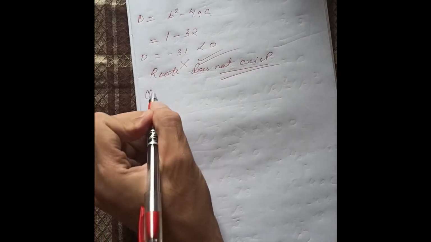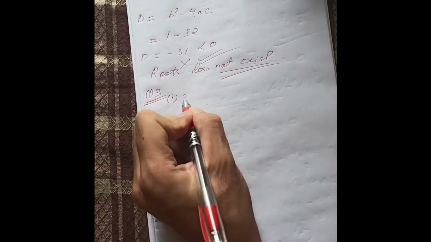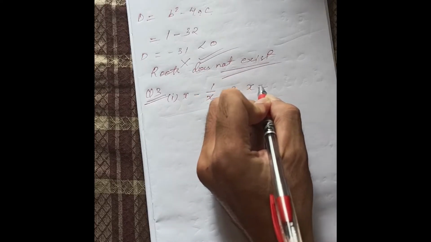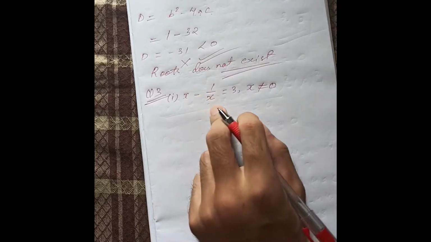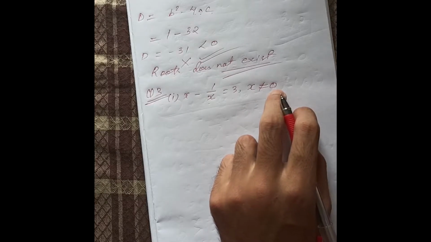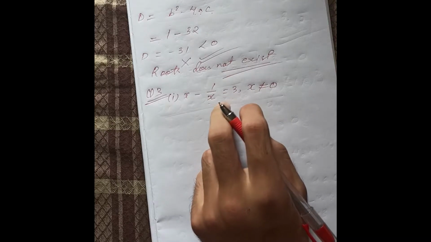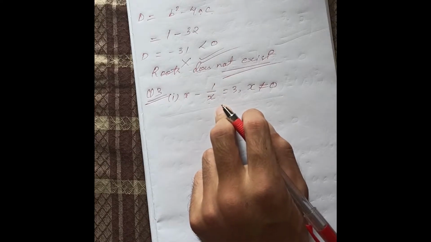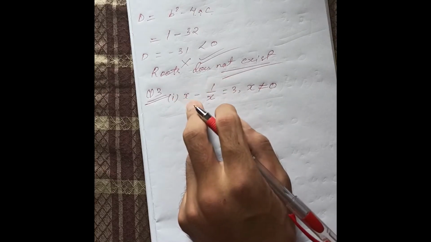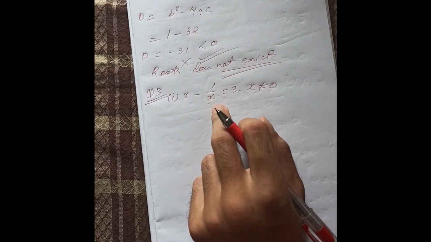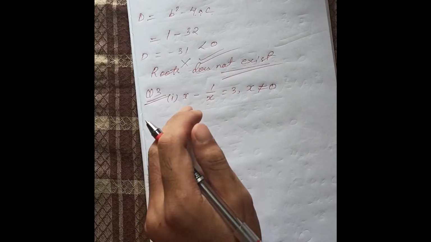Now let's do question number 3. Find the roots of the following equations. x minus 1 by x equals 3, where x is not equal to 0. If you look here, there is a fraction, 1 by x. In order to remove the fraction, you can either do the LCM or divide by x, because the denominator is x. So let's divide.